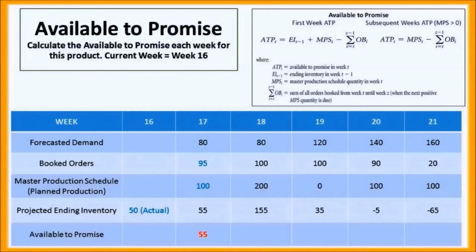And you can see, look in week 18, see how we're producing in week 18. The master production schedule has us producing 200 more in week 18. So next week we'll get more inventory. Next week we'll be producing more. And so all we have to do is worry about the booked orders from this week. So the way this calculation goes, it'll be 50 plus 100 minus 95.